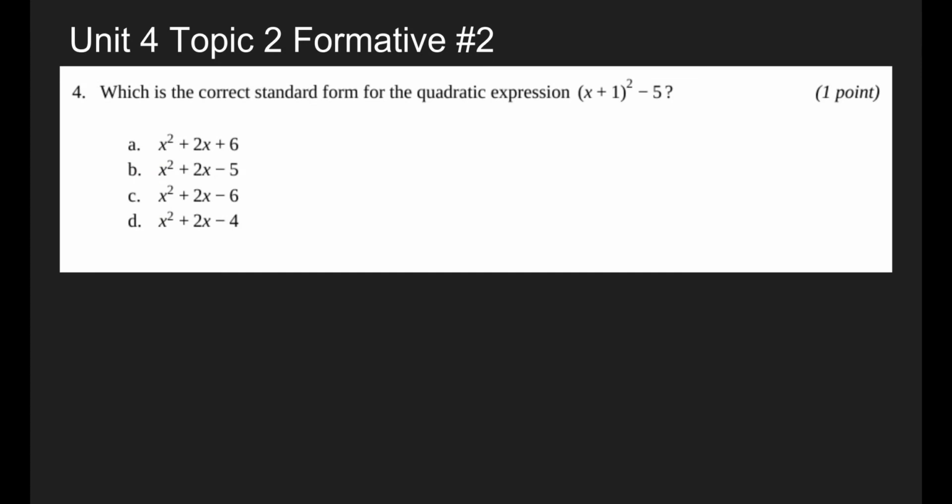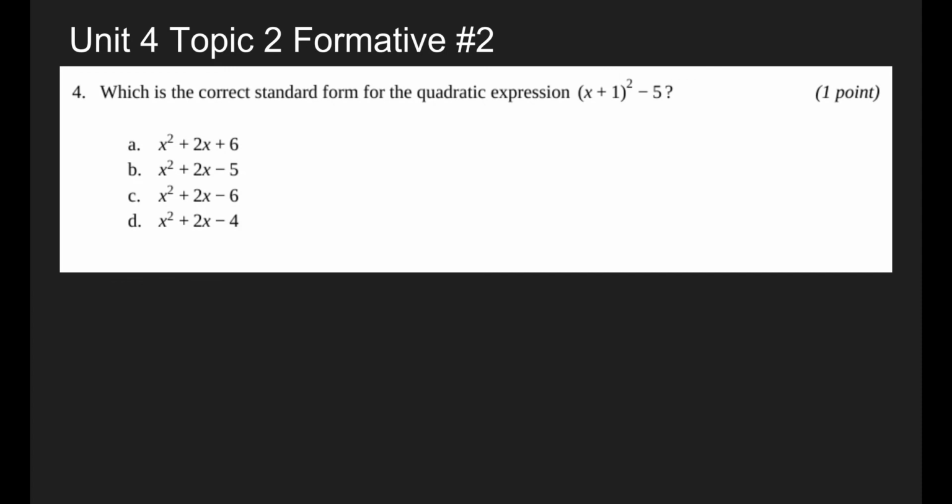Which is the correct standard form for the quadratic expression, the square of the quantity x plus 1 minus 5? Now, there are several ways to approach this, and I'm going to start with the conceptually proficient student. The conceptually proficient student at this point should recognize that when you have a perfect square and you have that vertical translation, you square the x, double the constant, and that will become your linear term. Then square the constant, and that's going to be your constant at the end. And then you'll have to apply the vertical translation.